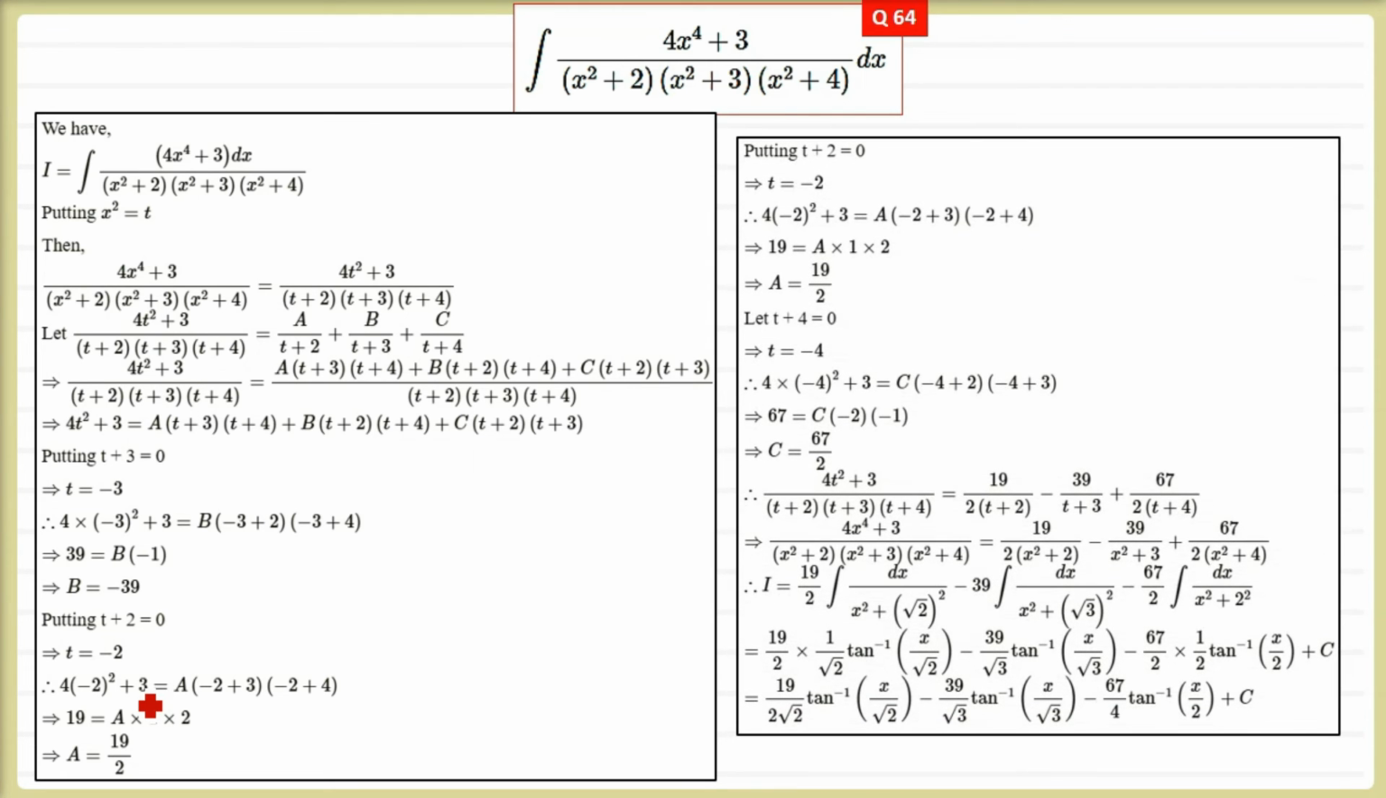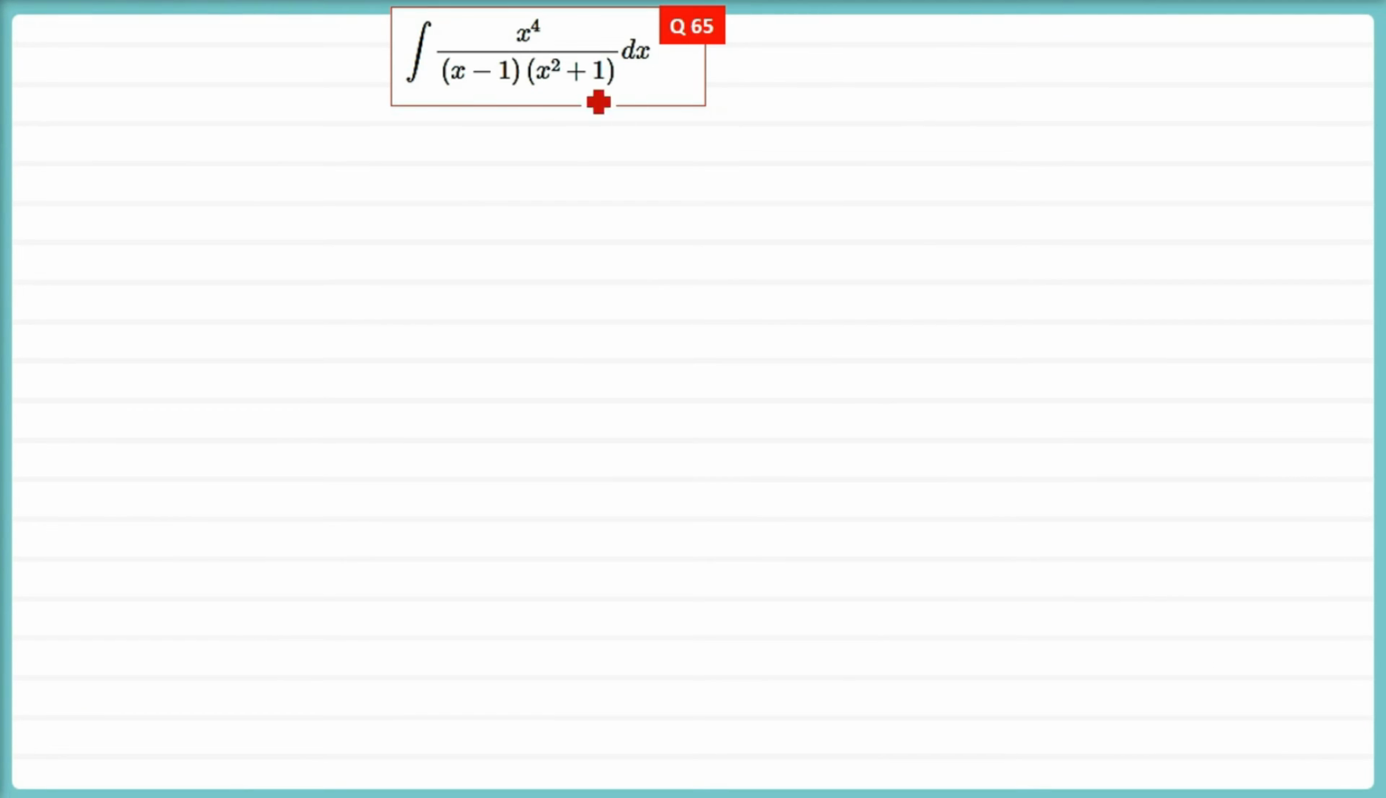Integration is quite similar because 1 by a tan inverse x by a is used everywhere. Now this is x raised 4 minus 1, divided by x minus 1 and x square plus 1. Now you already know that x minus 1 is in the denominator. x into x square will be x cube, and x raised 4 is in the numerator. So you need to either divide them or do something else.